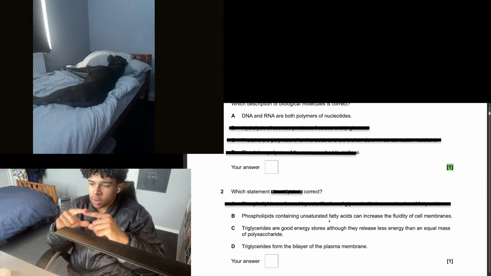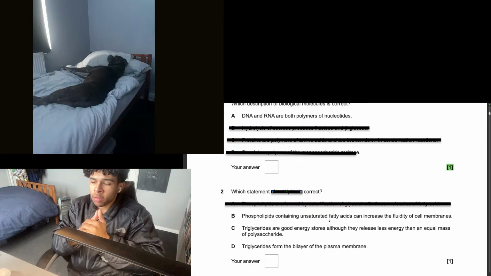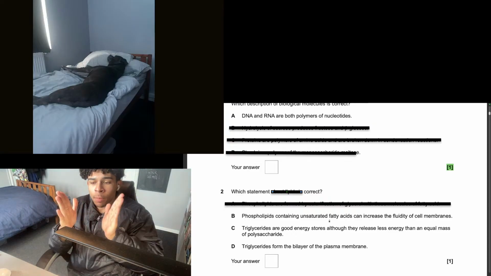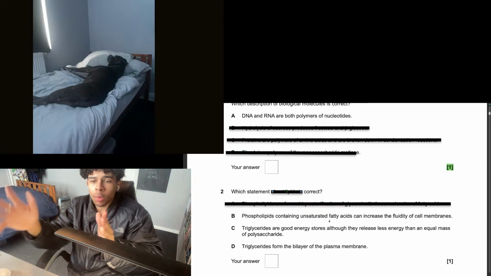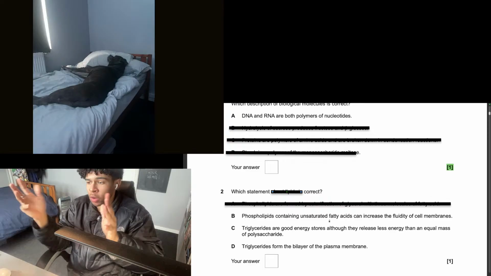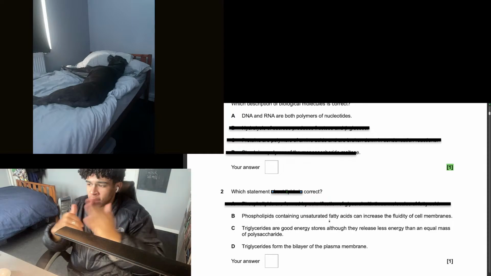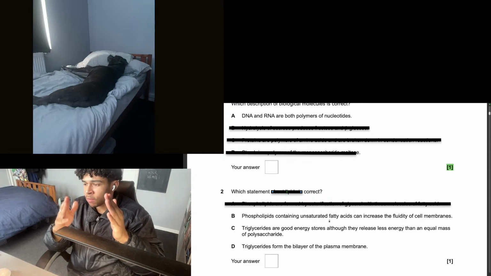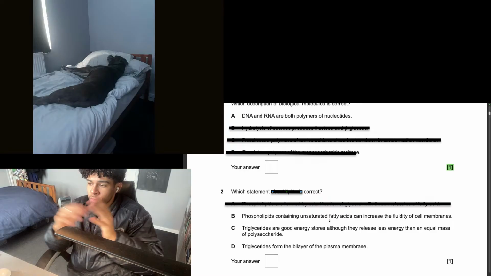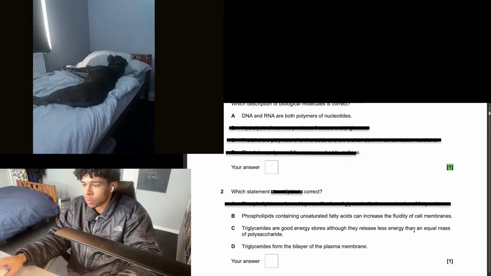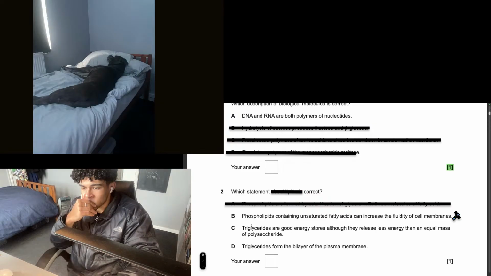So saturated is when there's only single bonds, C-H. When it's unsaturated, there's a double carbon bond. I would love to draw this on the iPad, but I'm not going to. So if it's unsaturated, there's a double carbon bond. This produces kinks, which does increase the fluidity of the membrane when you're freezing, because it pushes the spaces out. But then it can also disrupt it when it's hotter. So I'll give that a 50-50.